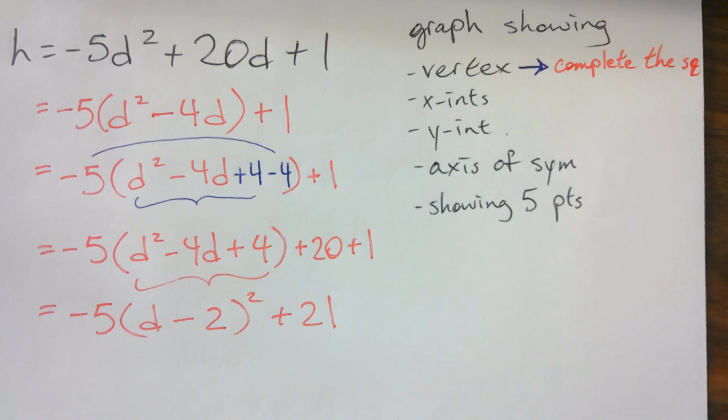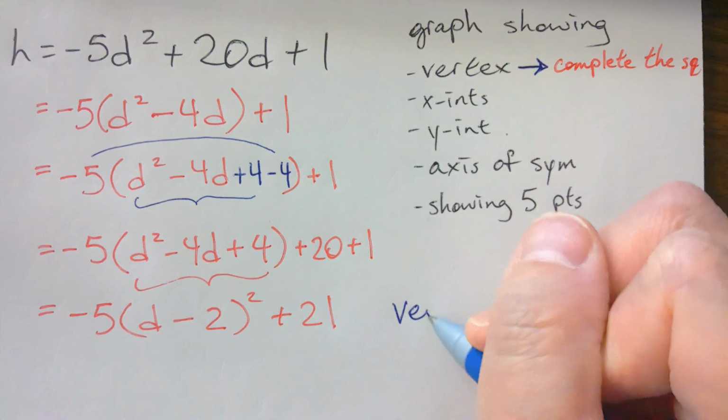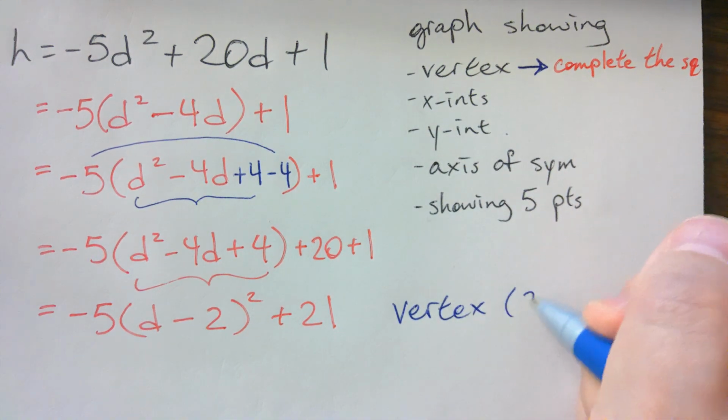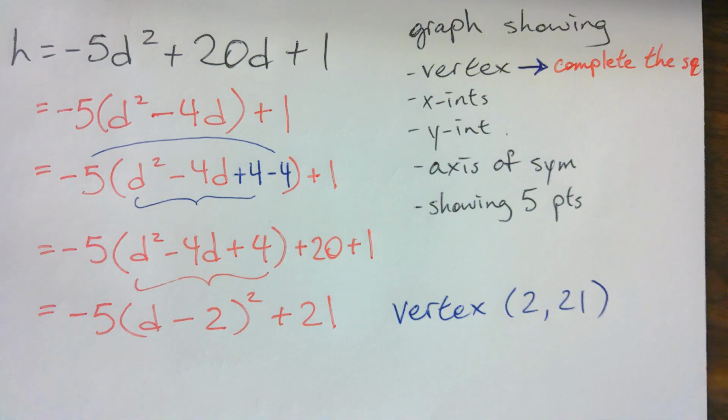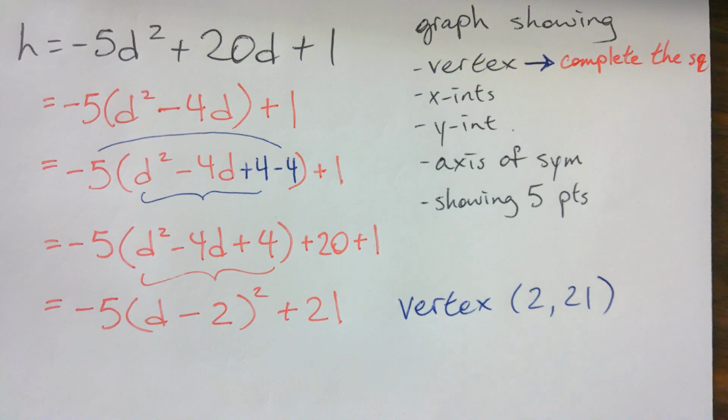Okay, so now that I have this, what is my vertex then? 2 and 21. Good. H and your K. What's my H? Your H is your 2. Yep. And your K is your 21.